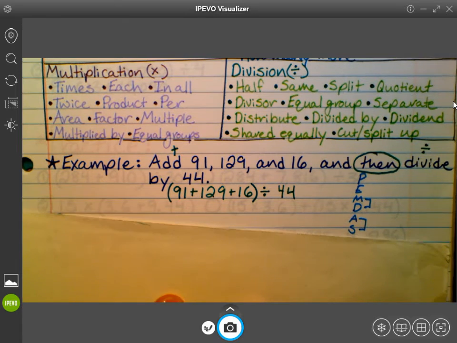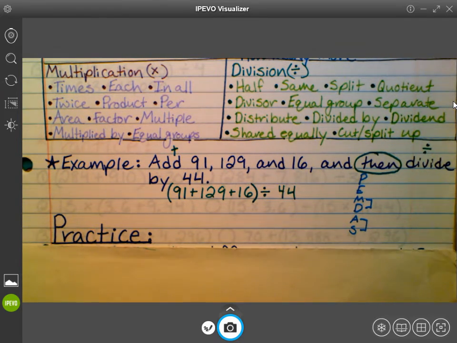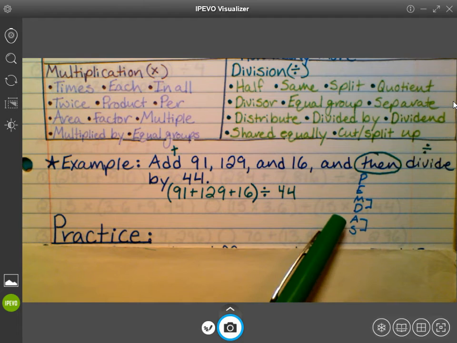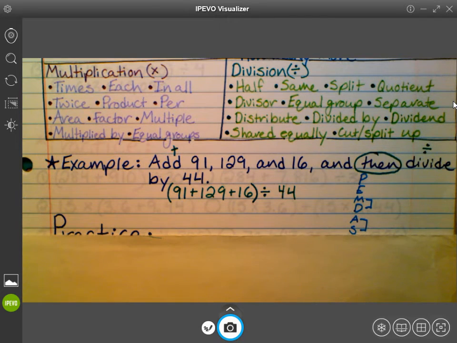Let's label our practice section. And I would recommend, if you don't already, put a PEMDAS off to the side so that you can remind yourself what the order of operations is.